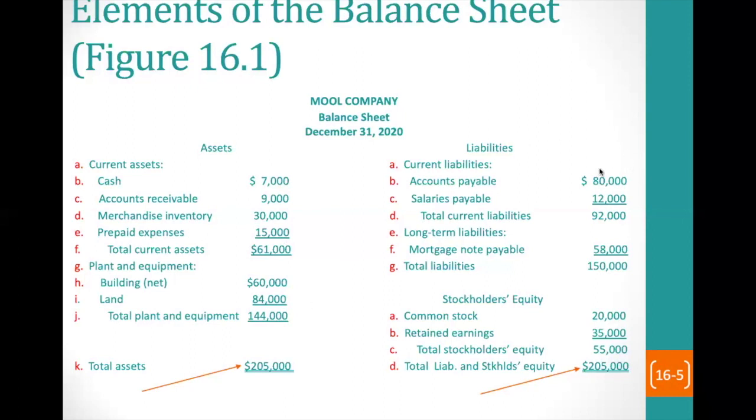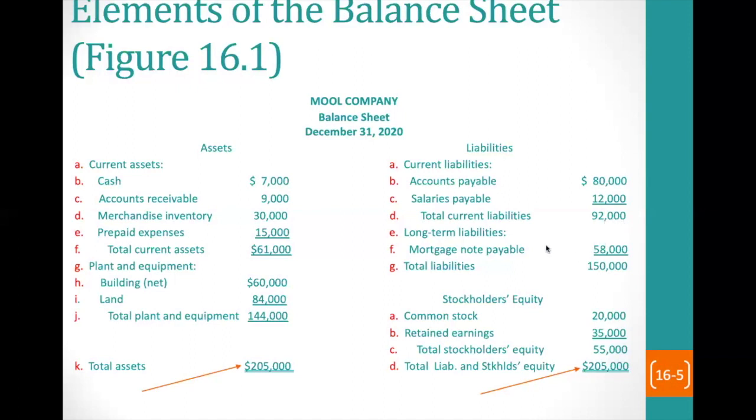On this side of the equation, you have liabilities. Your current liabilities are accounts payable, money owed to creditors for services or items purchased, and salaries payable, obligations that the company must pay for salaries that have been earned but not yet paid. Those are the only two current liabilities within this company. So when you add them together, you get total current liabilities of $92,000.